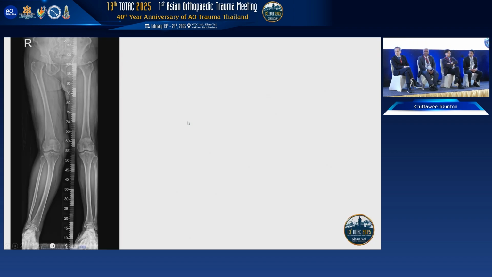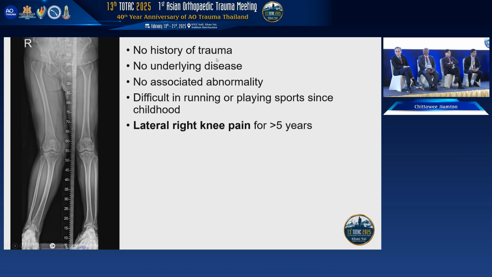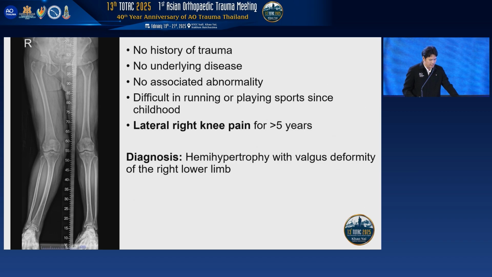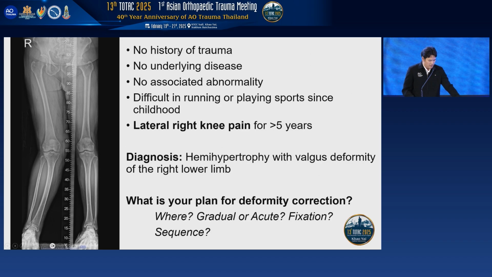Yeah, I am concerned about this pathology as well. So I sent the patient to consult pediatrics and internal medicine, and we concluded that this is hemihypertrophy of the lower limb. We tried to investigate for any associated abnormality, but we did not find anything. We did not do the MRI. So I asked my pediatrician, and he said, go on, do the deformity correction.